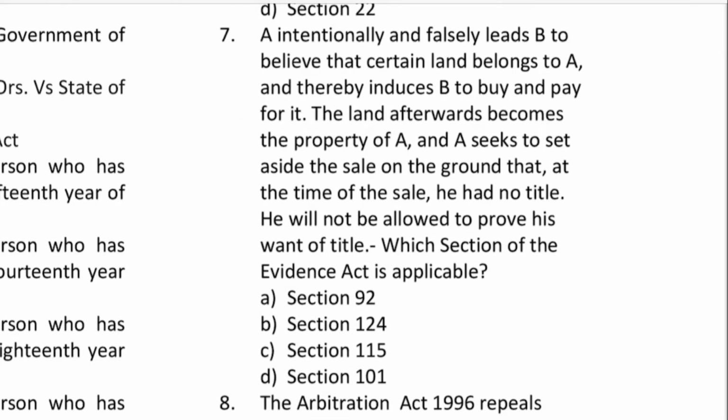Next is 7. A intentionally and falsely leads B to believe that certain land belongs to A and thereby induces B to buy and pay for it. The land after becomes property of A and A seeks to set aside sale on the ground that at time of sale he had no title. He will not be allowed to prove his want of title. Which section of the Evidence Act is applicable? Section 115. कैसे? That is estoppel. Rule of estoppel लग जाएगा यहाँ पर. तो C इसका आंसर रहेगा.